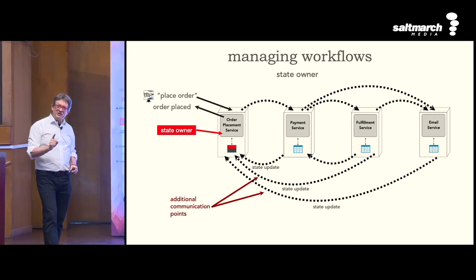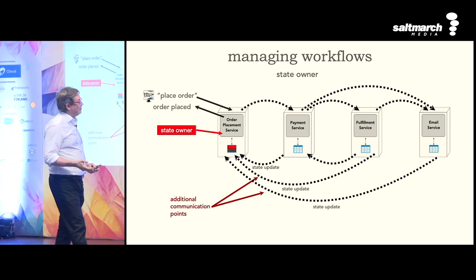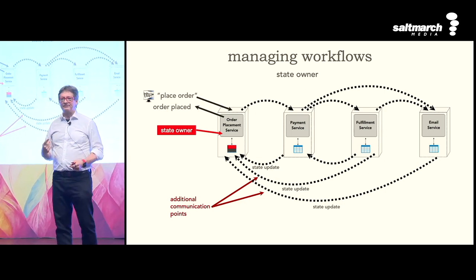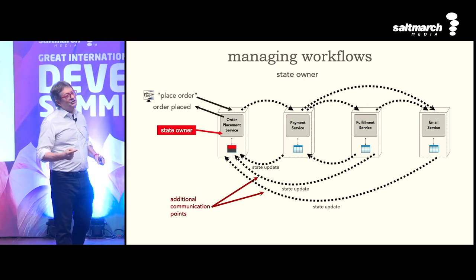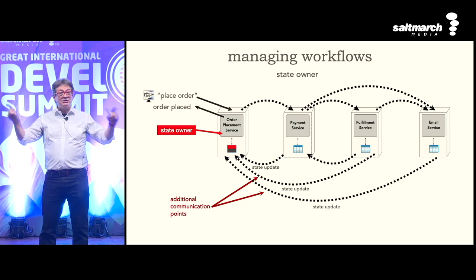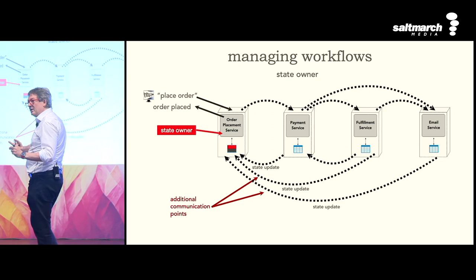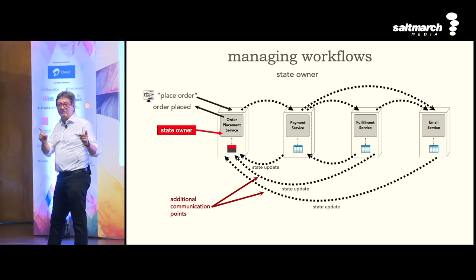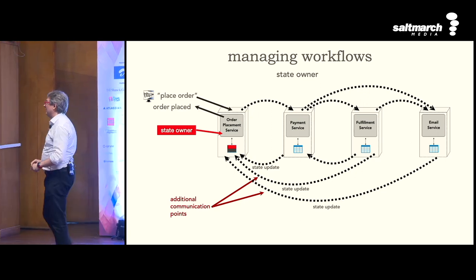Notice all these additional communication points I eventually had to add because of these error conditions replicate the communication points I had in orchestration. Choosing orchestration versus choreography doesn't make your workflow less complicated. It just changes the way you have to manage things within that workflow. That's important because implementation can never reduce the complexity of your problem, but it can make it a lot worse, as we'll see in just a moment.